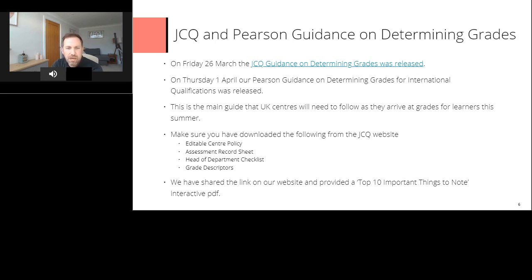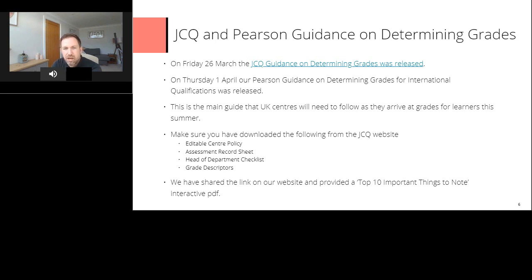And that sets out all of the processes that will be in place, all the mechanisms that we will use as awarding organisations to deliver results to you, as well as all of the obligations and requirements that centres are required to follow this year in issuing fair, accurate and consistent results to their students. For those of you who are offering international qualifications or indeed based internationally, we also provided Pearson our guidance on determining grades for international qualifications, and that was released on the 1st of April. You can find that again on our website, and it has all of the detail about how grades will be determined for international qualifications this year.